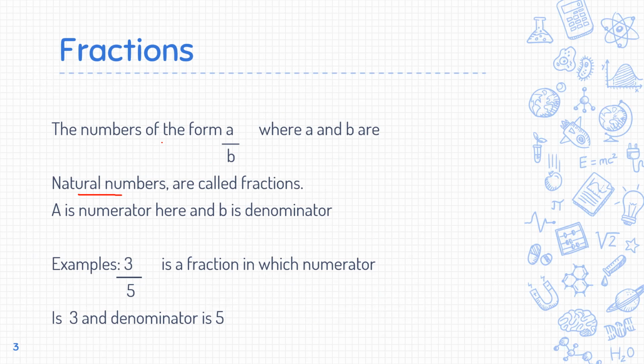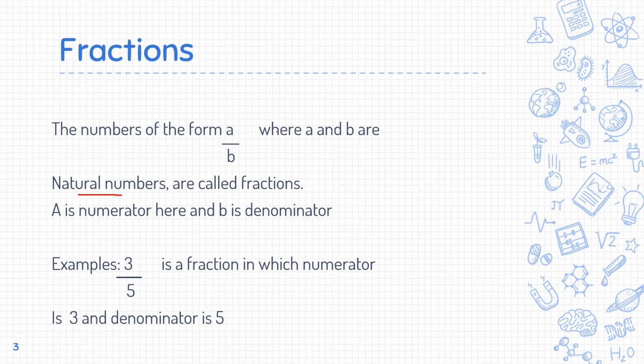1, 2, 3, 4, and so on. They are infinite, they do not have any end, and they start from 1. All the numbers including 1 and after 1. But 0 is not a natural number. 0 is a whole number, but it is not a natural number.